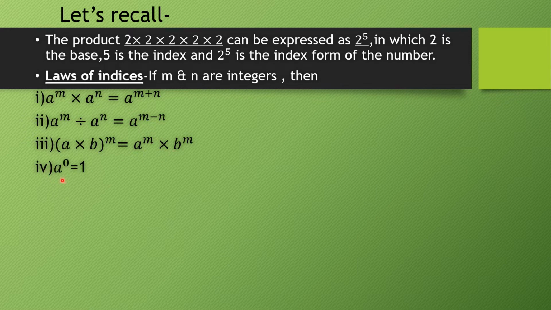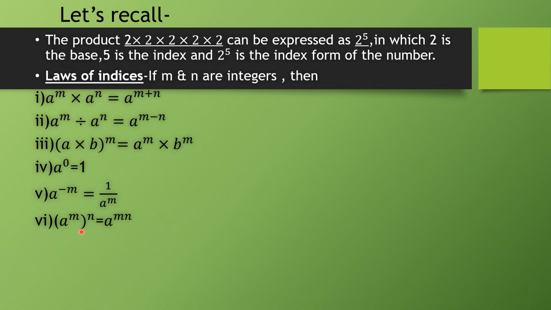Then fourth, a raised to 0 is equal to 1. Any number raised to 0 is equal to 1. Then a raised to minus m is equal to 1 upon a raised to m. Here this index is negative and if we have to make it positive, then we can write it as 1 upon a raised to m.